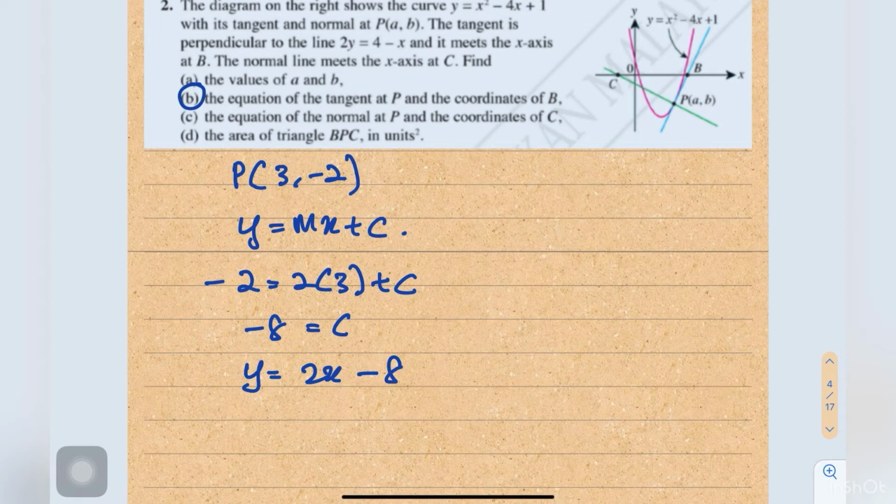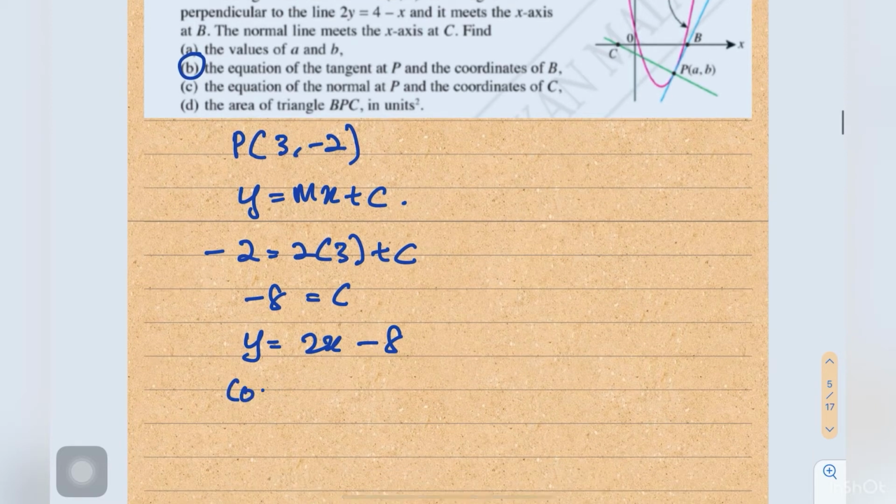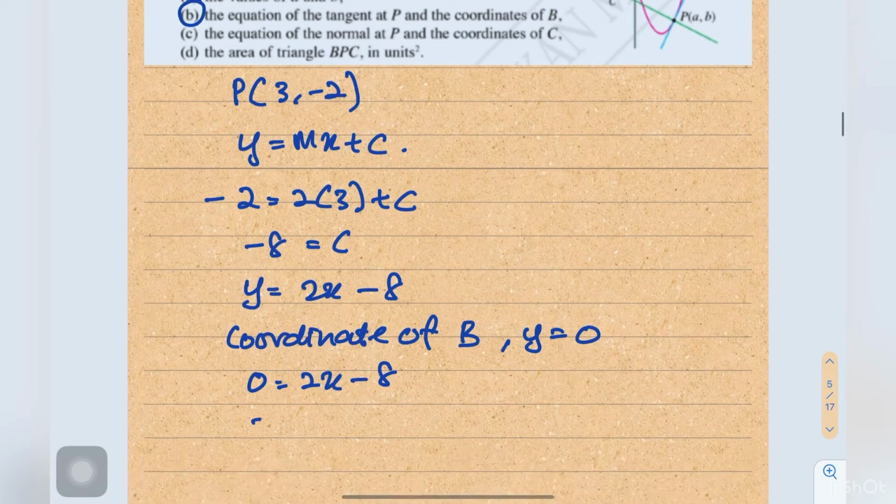Then coordinates of B. B is the x-intercept, so y equals 0. So 0 equals 2x minus 8. So x equals 4. So therefore B is 4, 0.